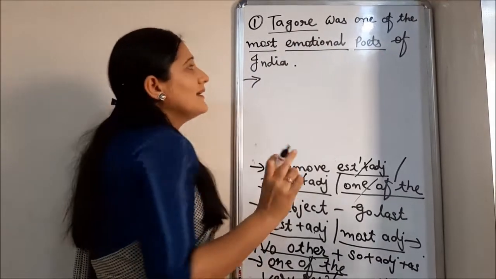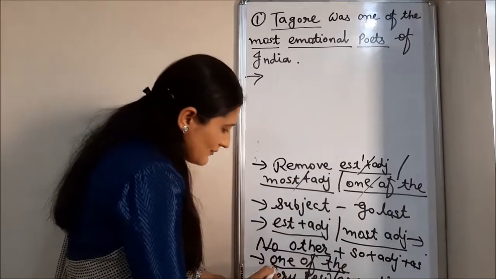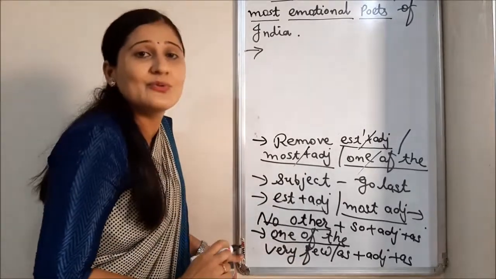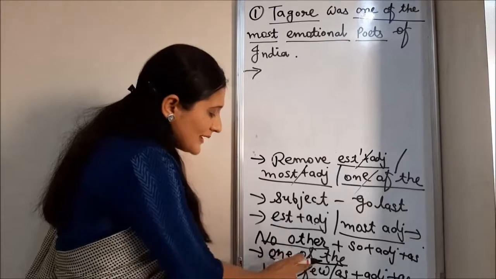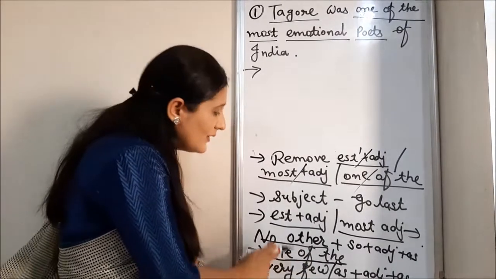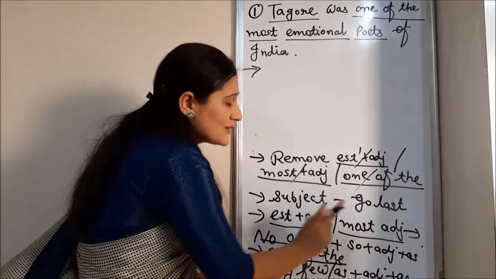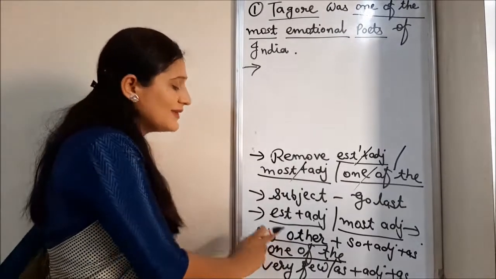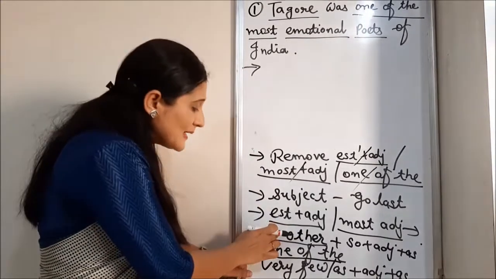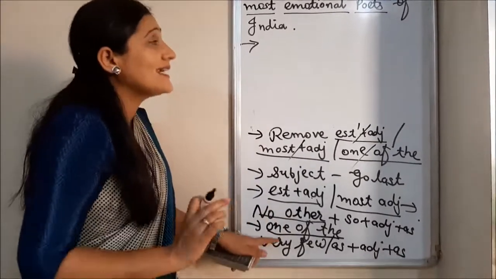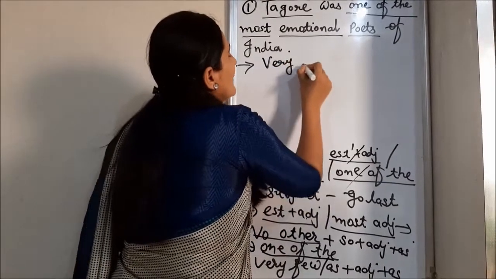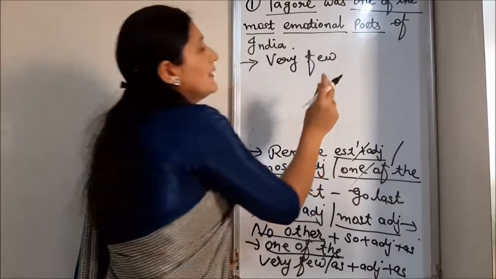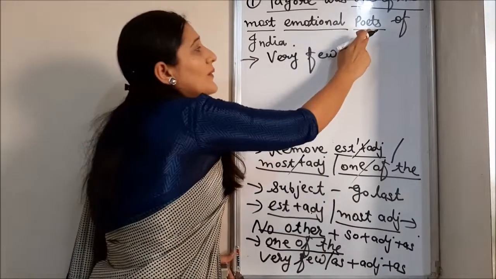Exchange the subject and you need to use very few if one of the is given. Here what is given? One of the. If one of the is given, we will use very few. If EST plus most plus adjective is given, then we will use no other. That example I will give. Let's write this answer with very few. Write simply very few, then the second subject, poets.